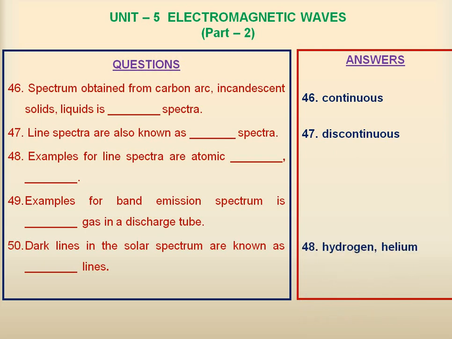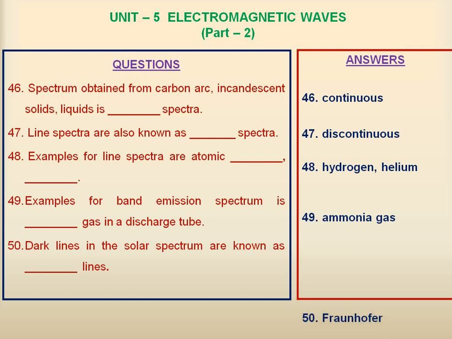Examples for line spectra are atomic hydrogen, helium. Question number 49. Examples for band emission spectrum is ammonia gas in a discharge tube. Question number 50. Dark lines in the solar spectrum are known as Fraunhofer lines.